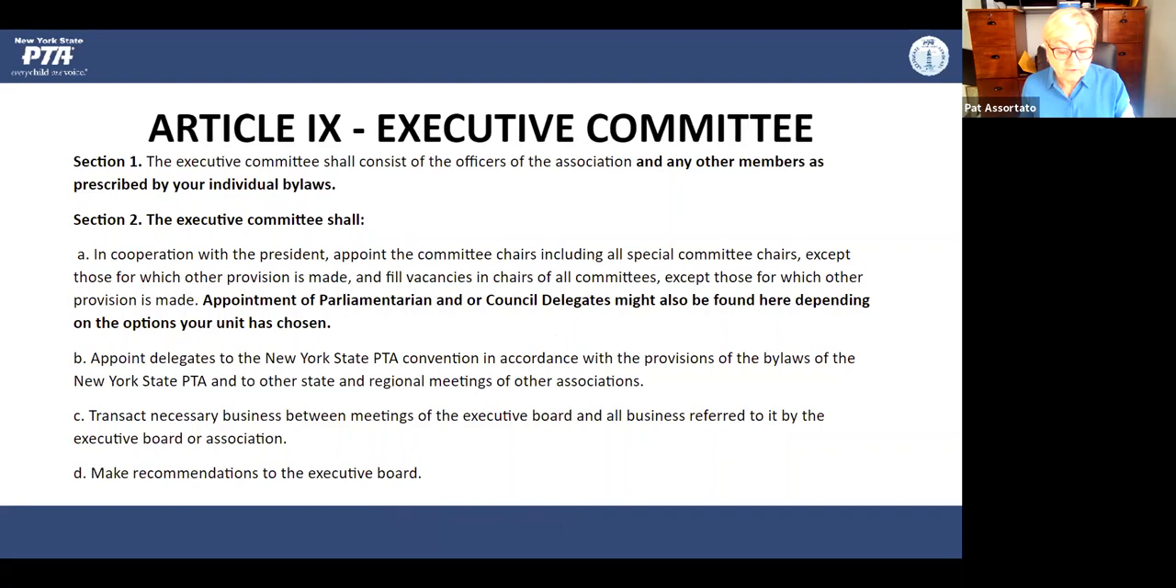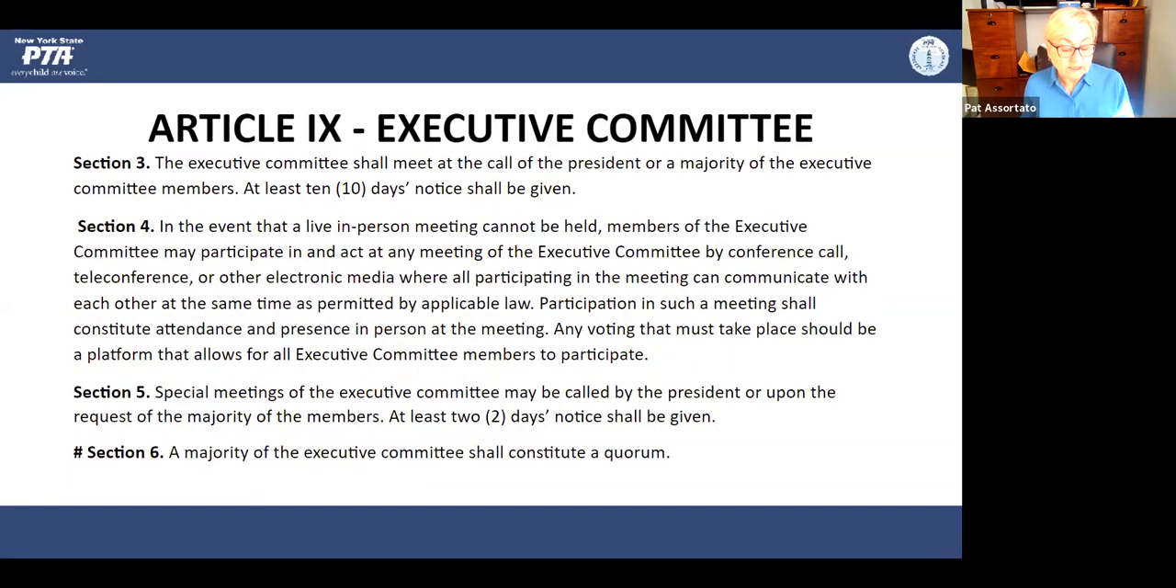Article 9, Executive Committee. Article 9, Section 1 and 2 prescribes who is on the Executive Committee and the duties of the Executive Committee. This is Article 10 in the Council bylaws. Article 9, Sections 3 through 6 prescribes the details of meetings and special meetings of the Executive Committee and the required quorum. Note Section 4, which refers to when live in-person meetings cannot be held.